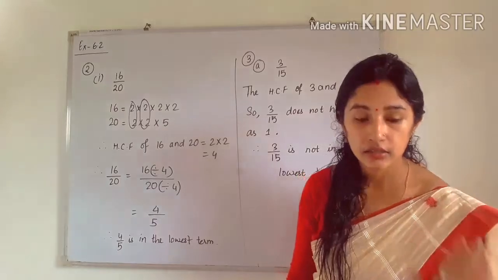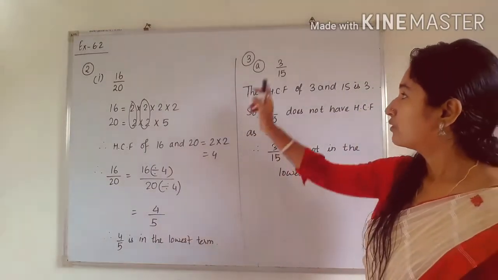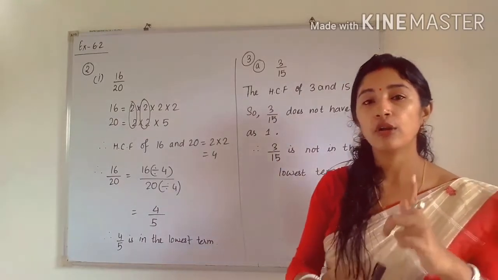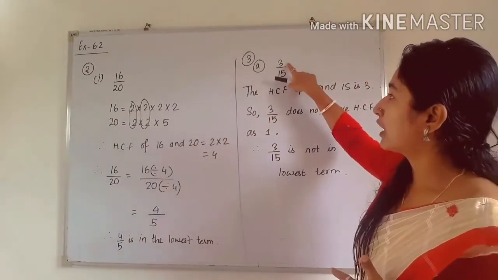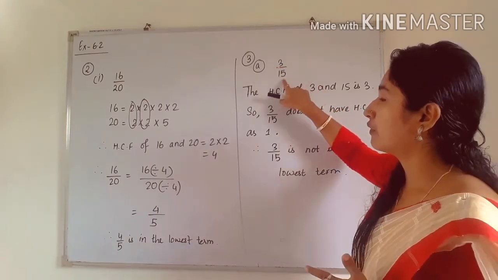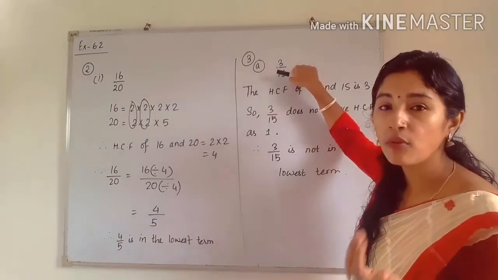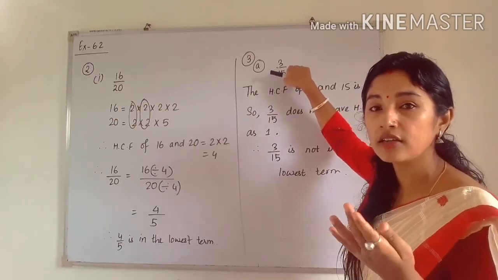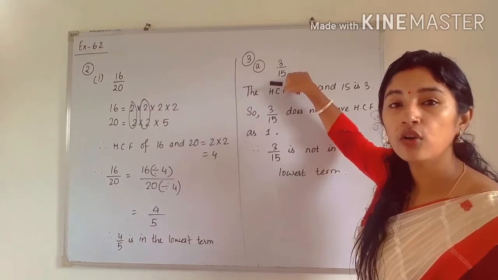But see, in this particular question number A, 3 and 15 have, other than 1, one more factor in common, that is 3. Because we can divide 3 by 3 and we can also divide 15 by 3. That means they have one more common factor, that is 3. Therefore 3 by 15 is not in the lowest term.